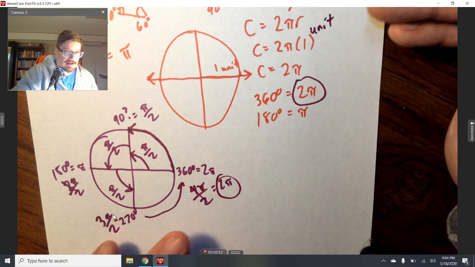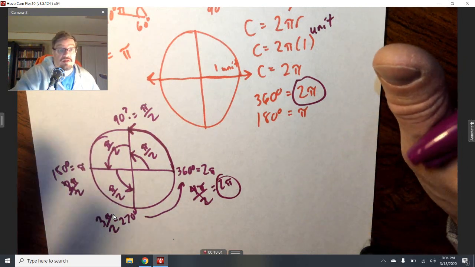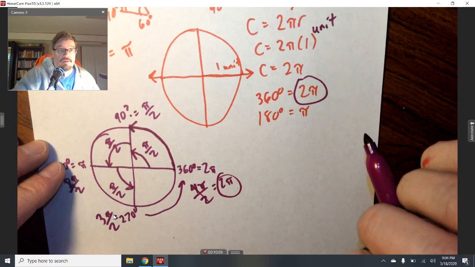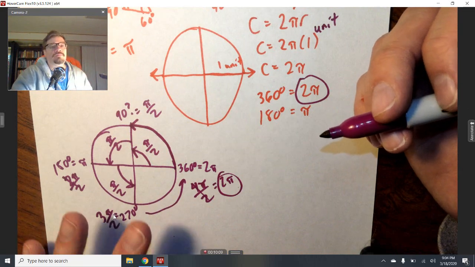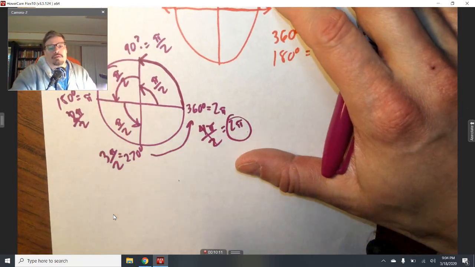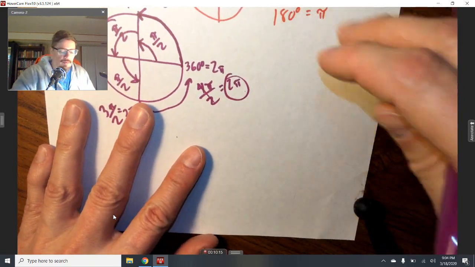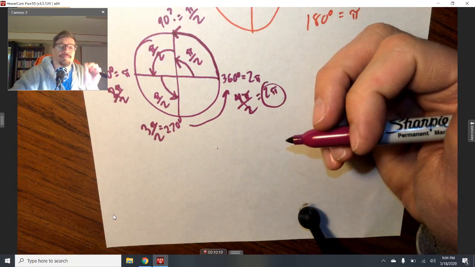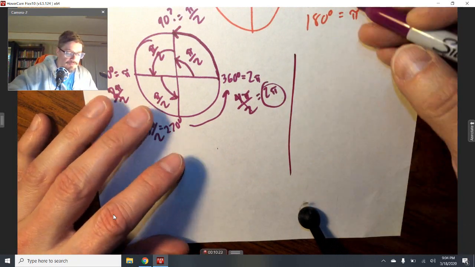And I don't care if it's a mile, a foot, a meter, centimeter, millimeter. It doesn't matter. It's going to be 2 pi units. Okay, that is the full distance around that circumference. Okay, so now let's get to where we're going from here. What we want to do is convert any degree measure into radians. All right, so here we go.